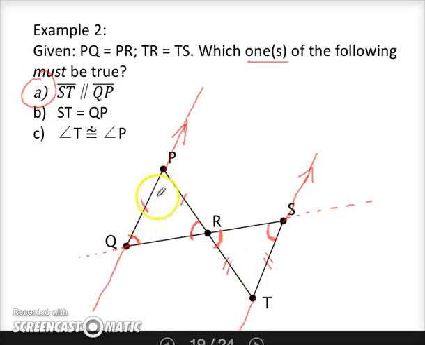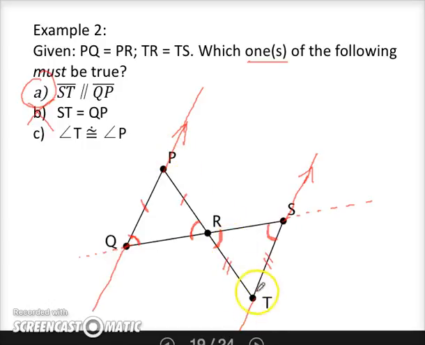And to prove two triangles congruent, I would need at least one segment congruent from one triangle to the other, and I don't have that here. All I have is congruent angles. So there's not going to be any way that I can prove these two triangles congruent, and hence there's no way that I can prove QP congruent to ST. So that's a no. How about angle T and angle P?